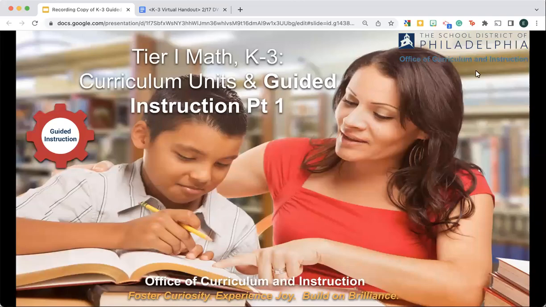Tier 1 Math K-3 Curriculum Units and Guided Instruction Part 1. The content in this session is geared toward K-3 teachers, but it truly could apply to all teachers, and it's focused on Part 1 of Guided Instruction. There is a Part 2 available that provides a lot more detail and specific strategies. But here, we have a quick overview of Guided Instruction.